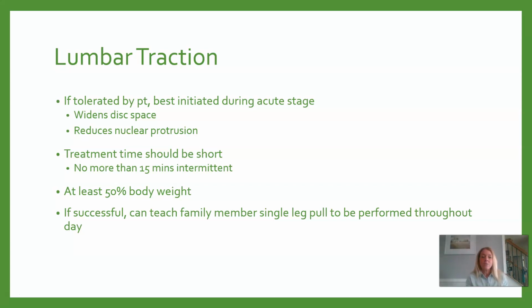Initially, treatment time should be relatively short, and intermittent traction shouldn't usually exceed more than 15 minutes. We need to use at least 50% of the patient's body weight. And if it is successful, they do have home units that can be prescribed for the patient. If they could not obtain one of those, you can also teach a family member or caregiver to do a single leg pull and have them do that several times throughout the day in order to help alleviate some of their symptoms.